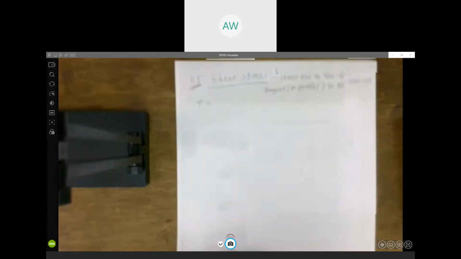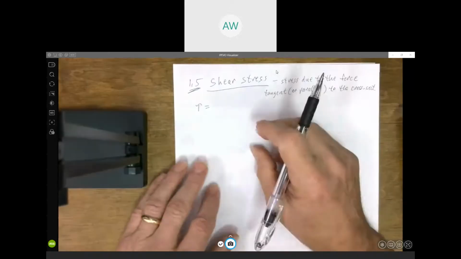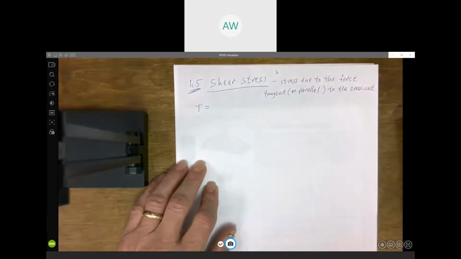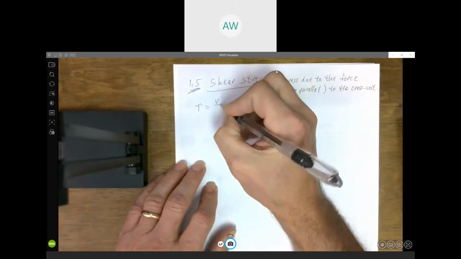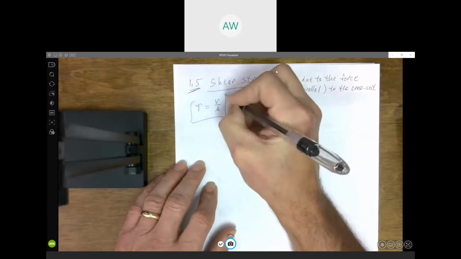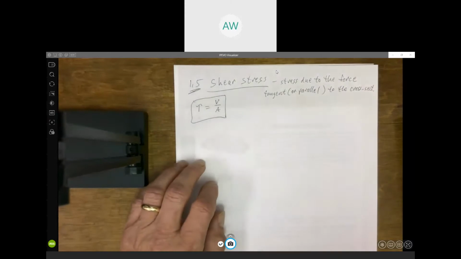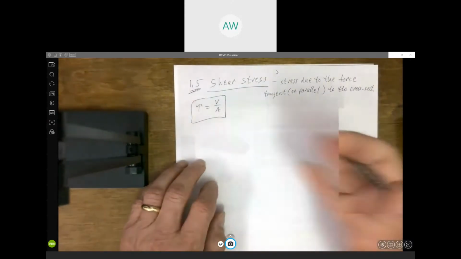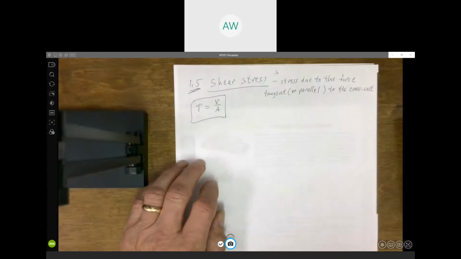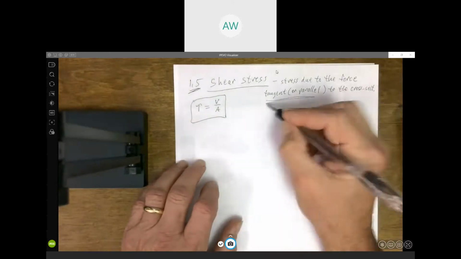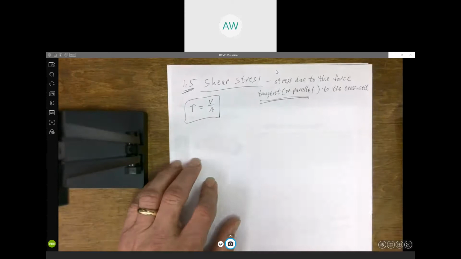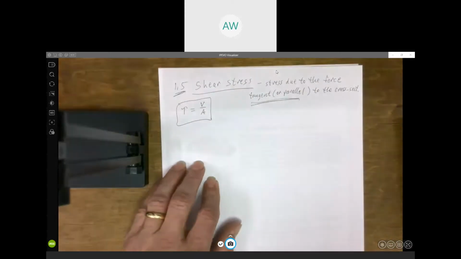Notation wise, we introduced this previously. For normal stress, we use the lowercase Greek letter sigma. For shear stress, we're going to use the lowercase Greek letter tau. And tau is V over A, whereas normal stress is P over A, where P is that normal or perpendicular force. V here is what we call the shear force. It's the force that's tangent or parallel to the cross section, and A is still the cross sectional area. That doesn't change.